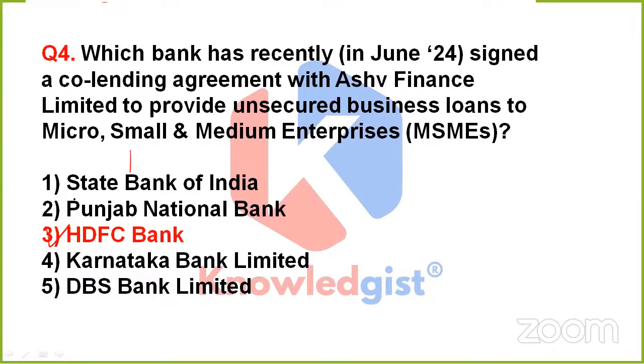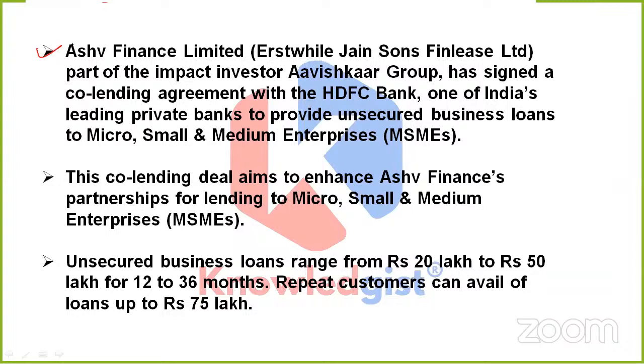So friends, what we just came to know is that Ashwa Finance Limited, which is erstwhile Jain Sons Finleys Limited, is part of the impact investor Avishkar Group. It has signed a co-lending agreement with HDFC Bank, and HDFC Bank, we all know, is one of India's leading private sector banks. This partnership has been done to provide unsecured business loans to micro, small, and medium enterprises, and to enhance Ashwa Finance's partnerships for lending to micro, small, and medium enterprises.